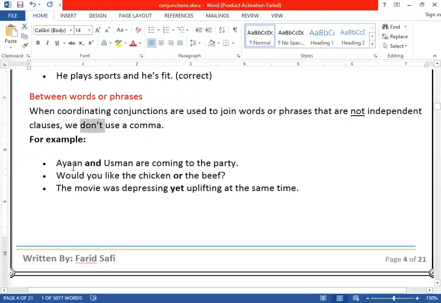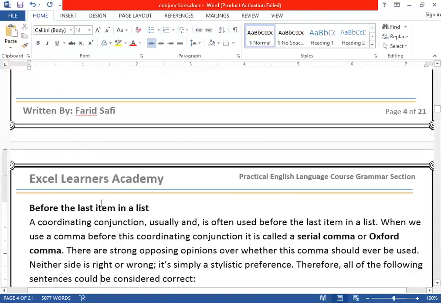For example, can you see: Ayan and Osman are coming to the party. Would you like to take the chicken or the beef? The movie was depressing, yet uplifting at the same time. Now this is a phrase, and here we have connected words. So to connect words or phrases, as opposed to independent clauses, no comma is needed in this case.